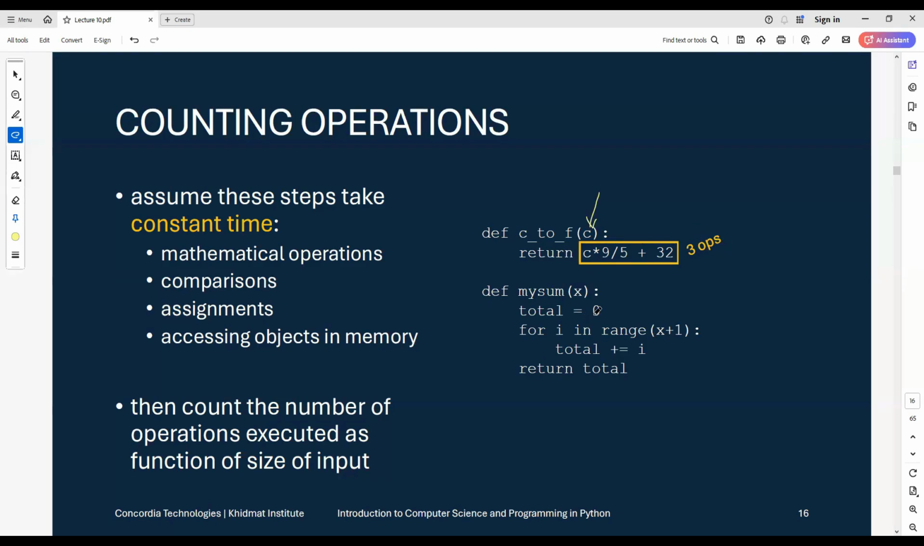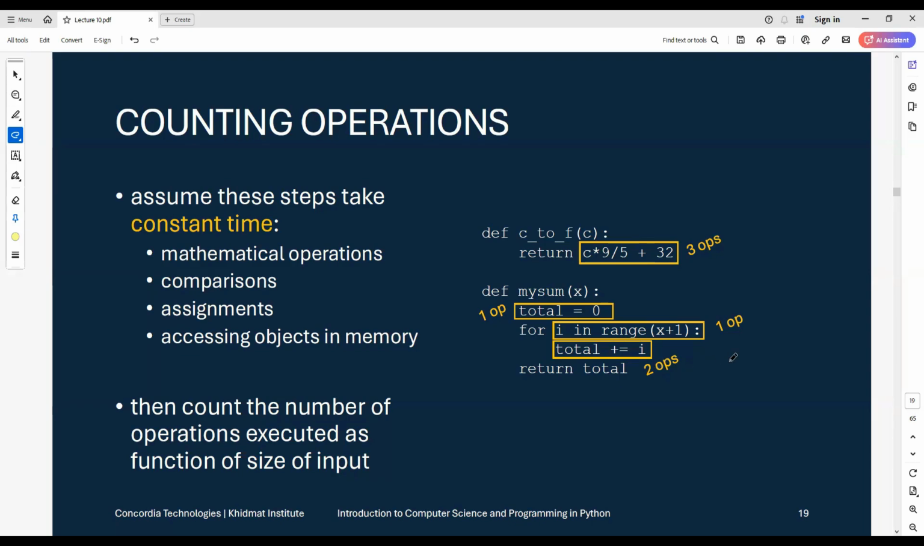Whereas here, if we are trying to find the sum of all the numbers from 0 up to x, we have to do a few more operations. So we are setting the total to 0. That's one operation. Then we are setting i to start at 0 and go all the way up to x. Every time we go through this for loop, that's one operation. And then incrementing the total by the amount of i is two operations. Basically, we are saying that total is equal to total plus i. So total plus i is one operation, and then assigning it back into total is another operation.